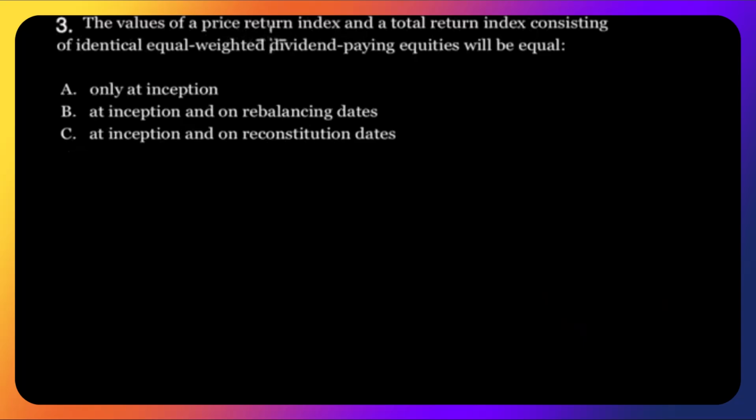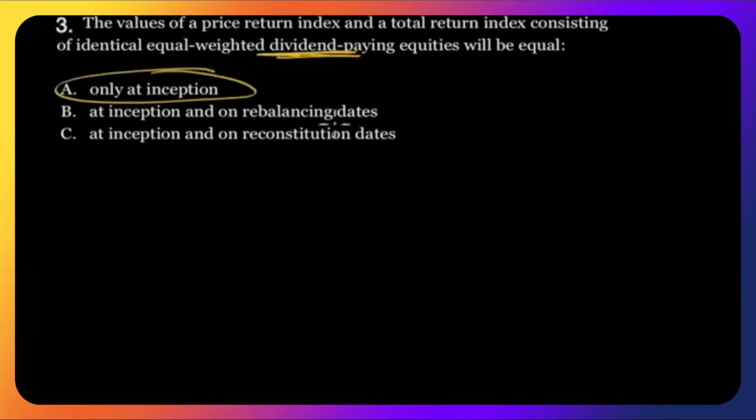The values of a price return index and a total return index consisting of identical equal weighted dividend paying equities will be equal only at inception and on rebalancing dates, at inception and on reconstitution dates. Well, they're paying dividends, so we know that we're going to get income. So remember that numerator now has a term that is different in both formulas. So it'll only be equal when that term is 0 at inception.